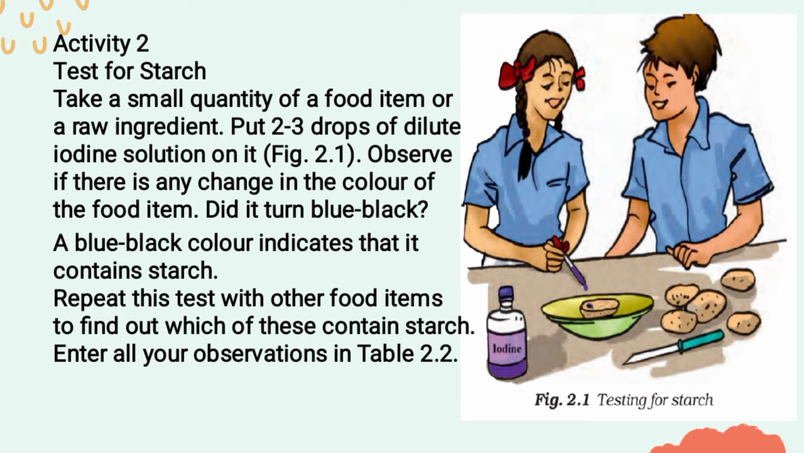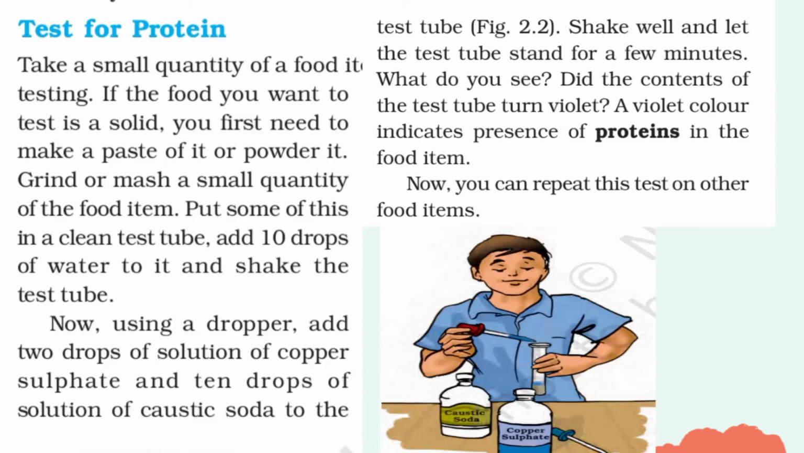So by taking this iodine solution, you drop 2 to 3 drops of iodine solution on the food item. It might be some rice, some potato or something, and observe. It will change into blue-black color. If it is changing into blue-black color, that means your food contains starch. Starch is nothing but a form of carbohydrate. So this was the test for carbohydrates. Let us continue with the test for protein.